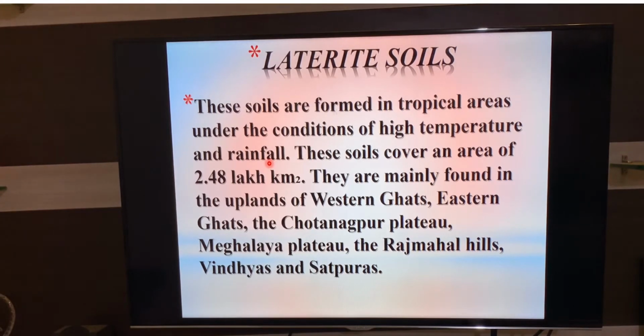And they are mainly found in uplands of Western Ghats, Eastern Ghats, Chota Nagpur Plateau, Meghalaya Plateau, Rajmahal Hills, Vindhya and Satpuras. In these hills you will find laterite soil. Where there is high temperature and heavy rainfall, you will find laterite soil. And mainly this is found in tropical regions. And heavy rainfall is in West Bengal, Eastern Ghats, Chota Nagpur Plateau, Meghalaya Plateau, Rajmahal Hills, Vindhya and Satpura ranges.